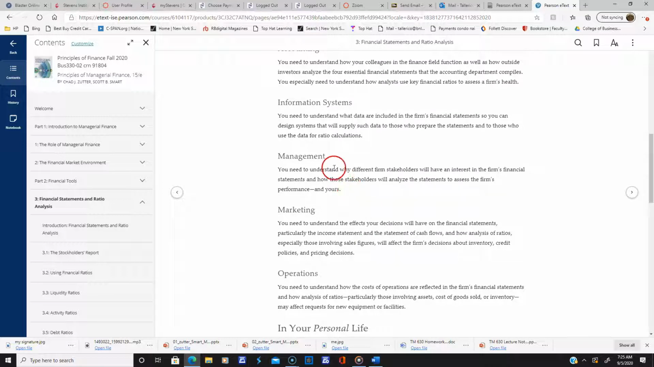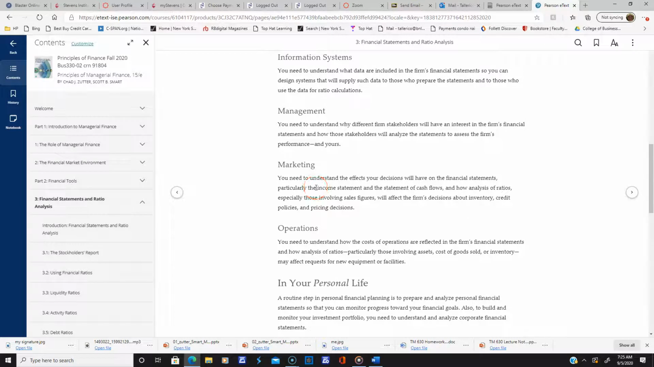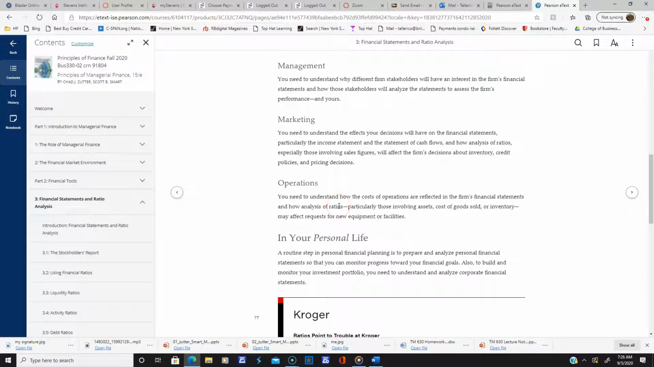And why do they do these statements? Basically because you need to understand why different firm stakeholders will have an interest in the firm's financial statements and how these stakeholders will analyze the statements and look at your performance, right? Kind of like when you go for a job, they want to see your resume and see what you did, right? They want to see your performance, where you previously worked, your education. Okay? So there's a lot of reasons why people want to see these. Marketing wants to see them. And operations. And all these pieces make up portions of the statements.